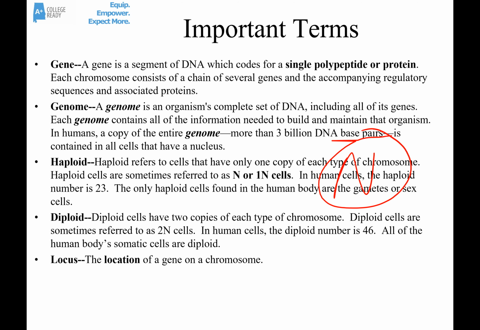Diploid refers to cells that have two copies of each kind of chromosome. Diploid cells are sometimes referred to as 2N. In humans, the diploid number of chromosomes is 46. In all of the human body's normal body cells, the somatic cells, they're diploid. You might also see the word locus. That refers to the location of a gene on a particular chromosome. Where is the gene? Its location.